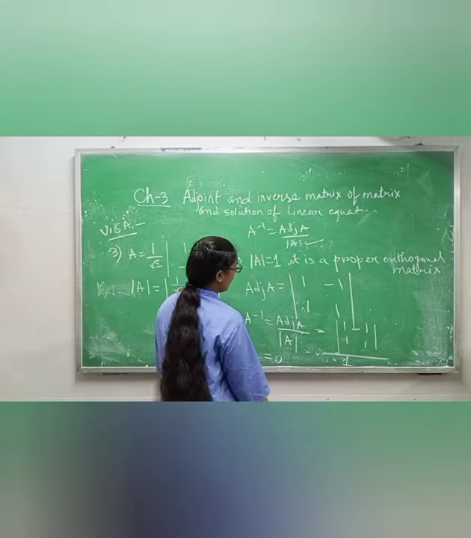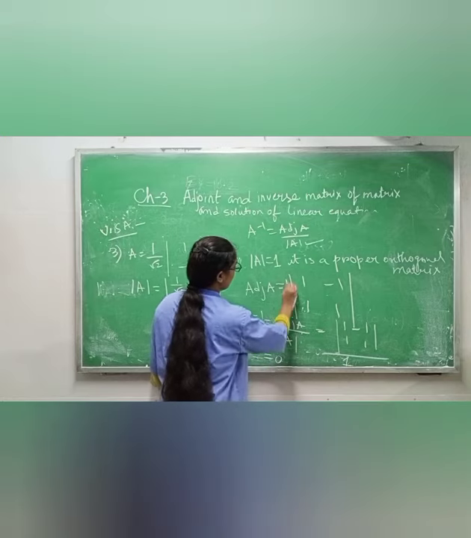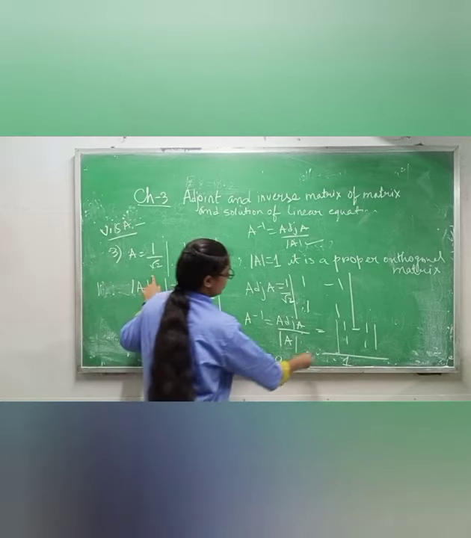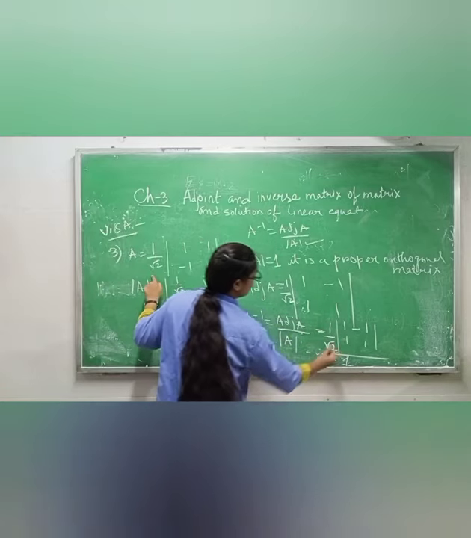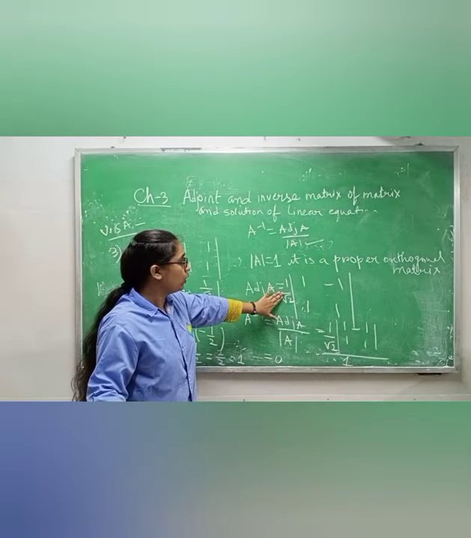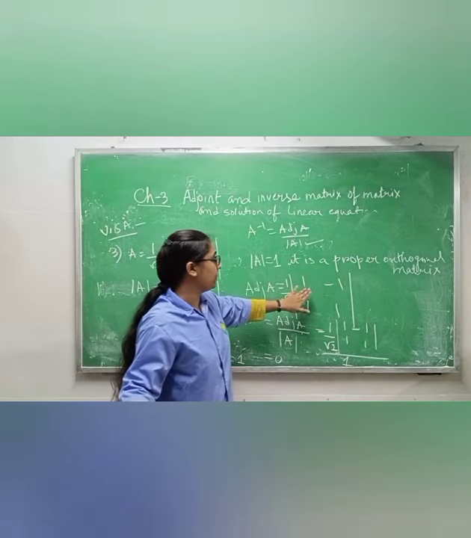Okay. And you have to write one more thing, 1 by root 2. Why? Because A is given with 1 by root 2. Here also you will write 1 by root 2. This one will not change. It will remain as it is in adjugate A. Only the places are changing.